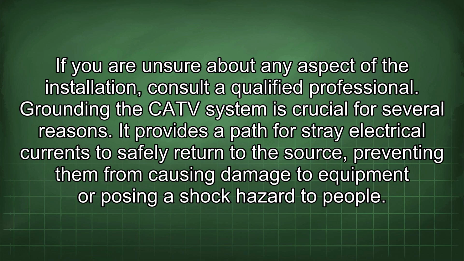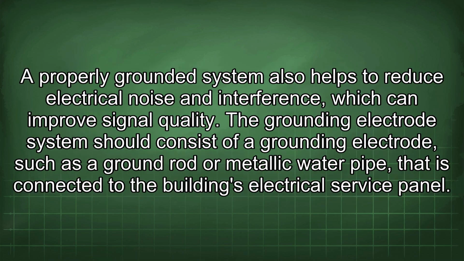Grounding the CATV system is crucial for several reasons. It provides a path for stray electrical currents to safely return to the source, preventing them from causing damage to equipment or posing a shock hazard to people. A properly grounded system also helps to reduce electrical noise and interference, which can improve signal quality.